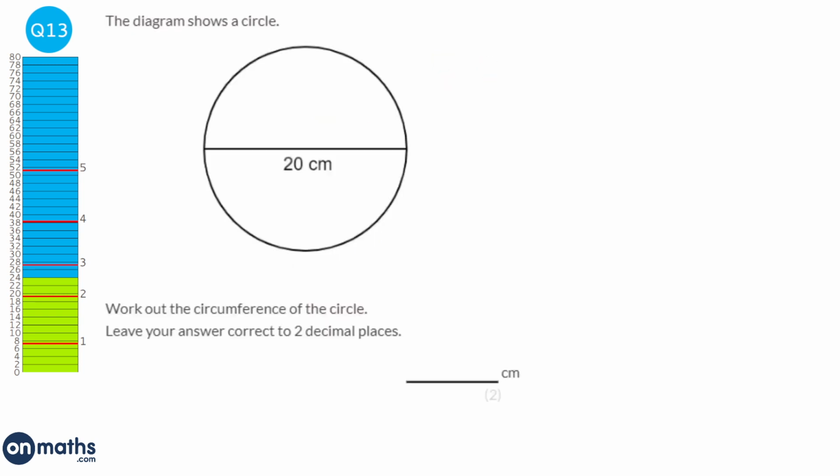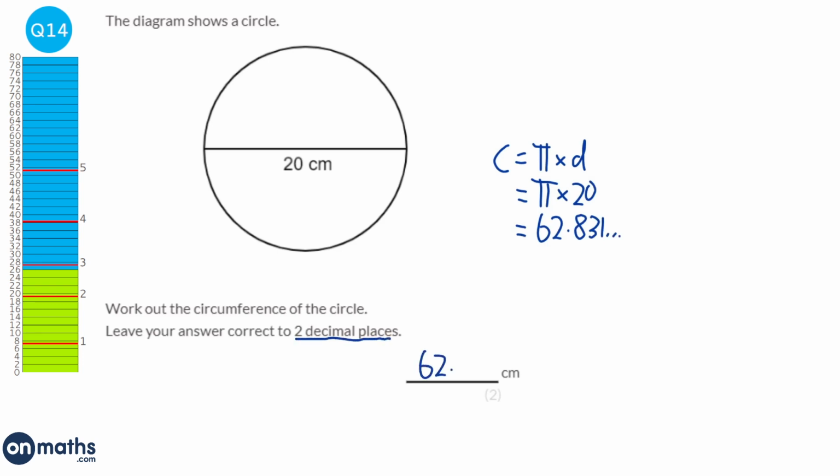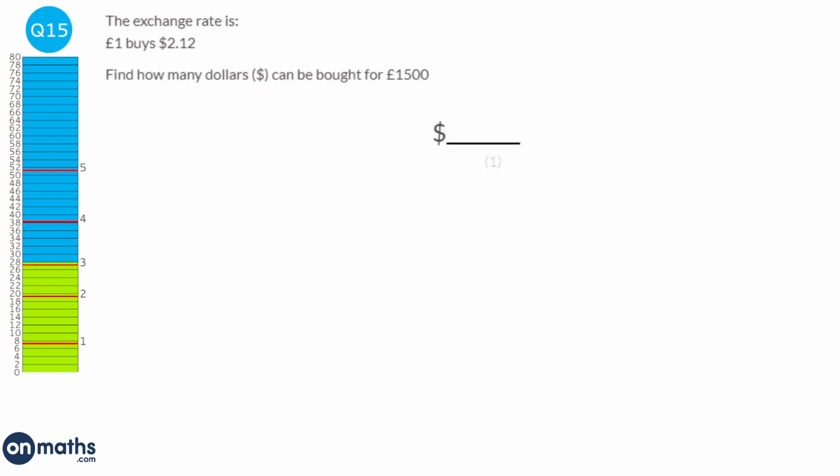The formula for the circumference of a circle is just simply pi times the diameter. Here we're given the diameter is 20, so it's just pi times 20. When you type that into the calculator, you get 62.831 and so on, and we need to round that to 2 decimal places, so we're just going to round that to 62.83 centimeters.